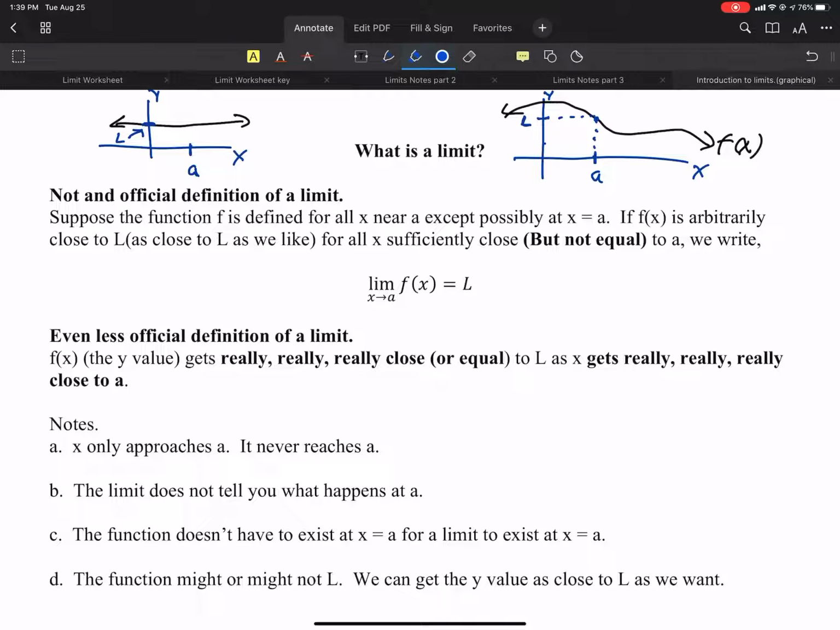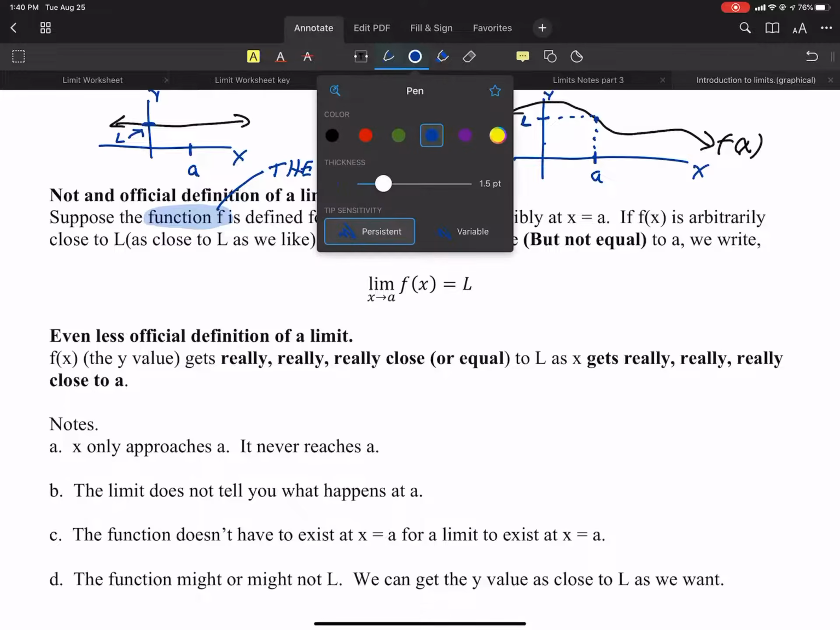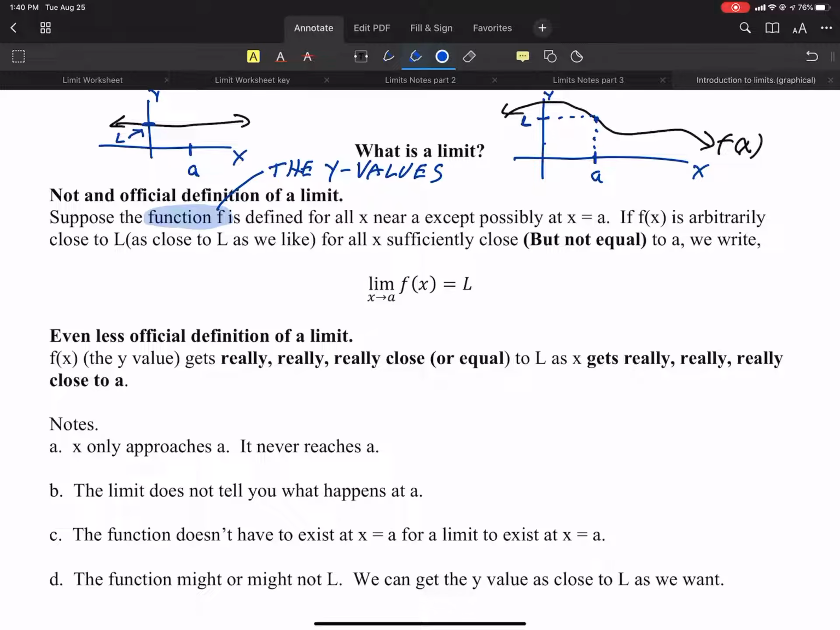So suppose a function f. When I say function f, what does that represent on the graph? You have to realize when I say function f, that represents the y values. A function gives you y values. So it says, suppose the function f defined for all x near a. What does that mean? Defined for x near a.